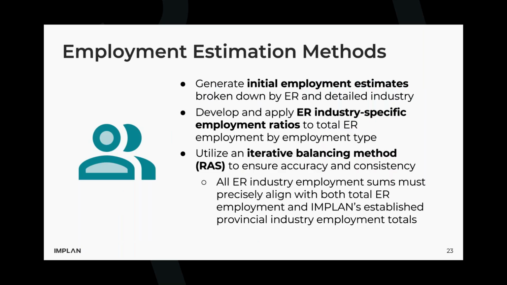So for each industry, the sum of employment for all ERs in a given province must match the IMPLAN provincial employment for that same industry. Second, within an economic region, the sum of all of the industries within that region must match the total employment for that economic region, whether that be for wage and salary employment or proprietor employment. This process guarantees that the sub-provincial data is both internally consistent and perfectly aligned with our existing provincial datasets.